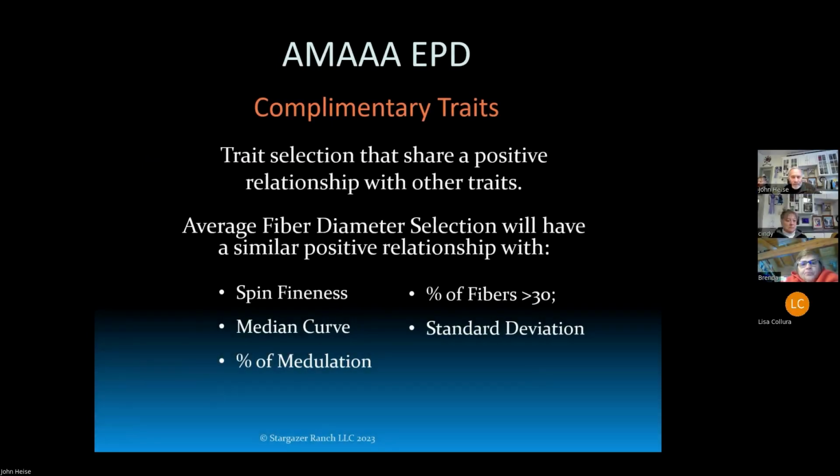These traits tend to be complementary. In other words, if I'm going to select on average fiber diameter, we're going to have a similar positive relationship to spin fineness, curve, modulation, percent of fibers over 30, and standard deviation. Let's take a look.